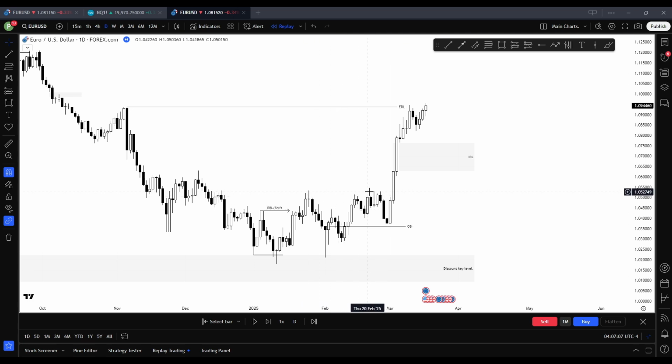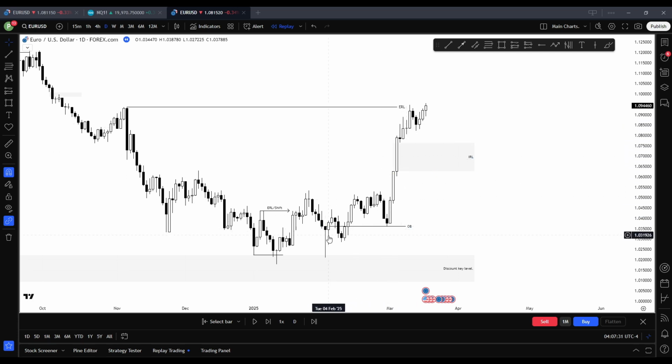Now right here you can see the price failed to take out this high, but on GU it had an SMT divergence here, right? Meaning GU took out this high, this ERL, but EU failed to do so. But you can see that after that divergence, price then came down lower, filled IRL again after taking out this ERL before it continued moving higher.